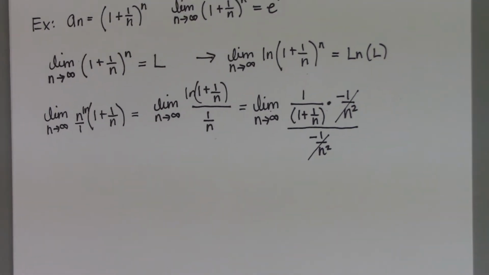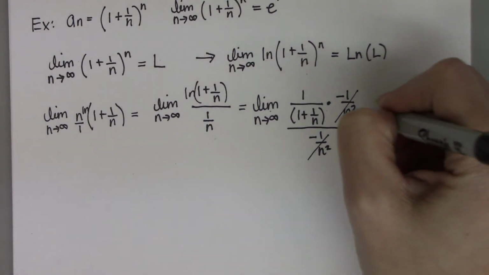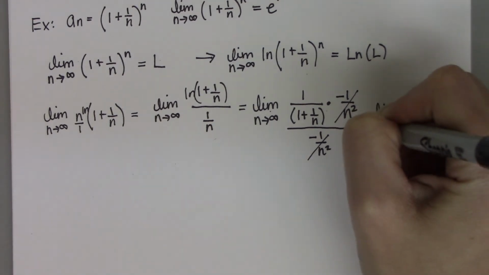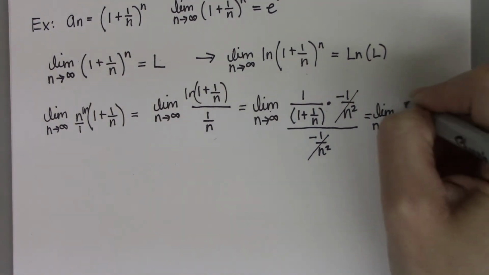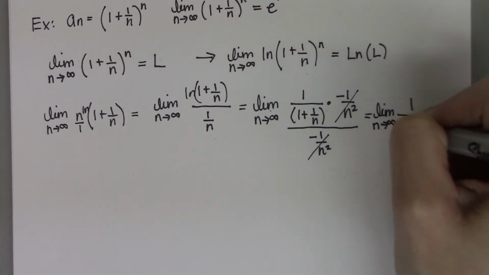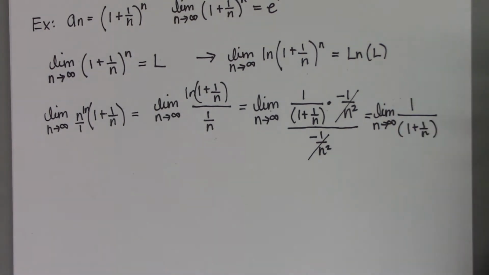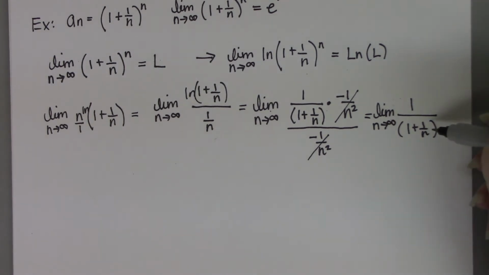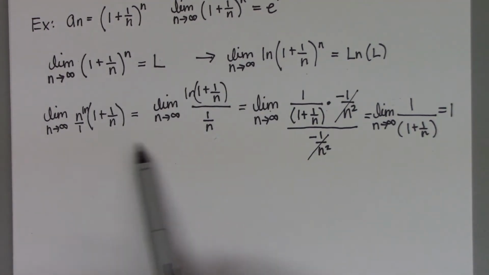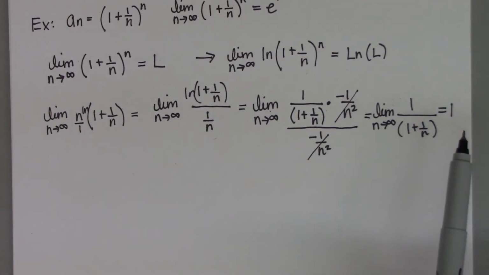So now I just have to take the limit as n goes to infinity of 1 over 1 plus 1 over n. And we can see the numerator is 1, the denominator is also going to be 1, so this limit just equals 1. So I would say we did a pretty good job. We've got this about as simplified as you can go. You can't get simpler than 1.